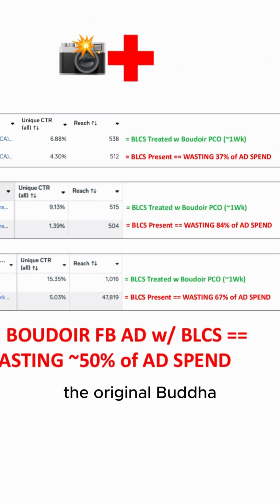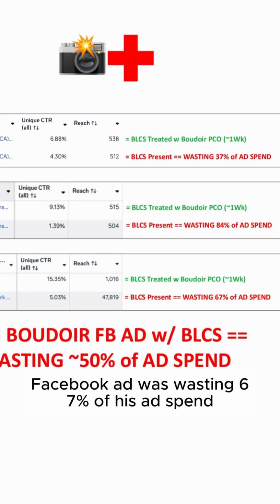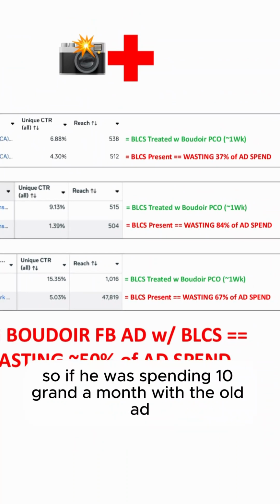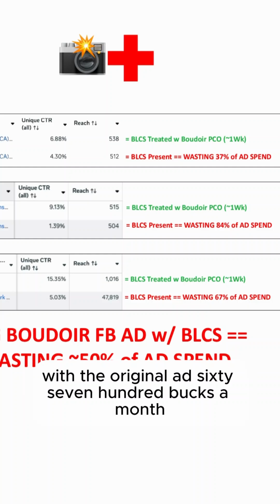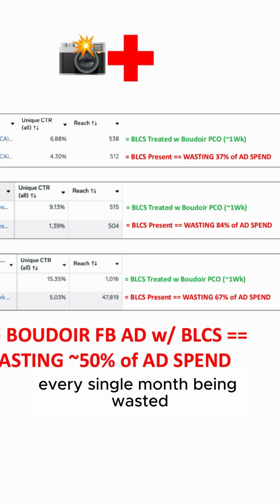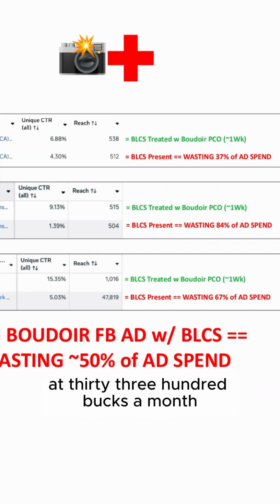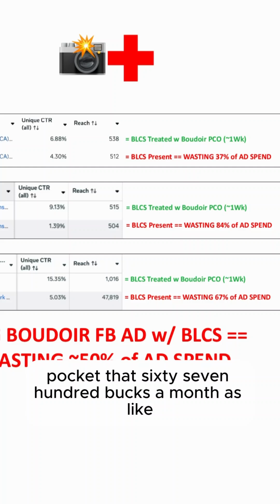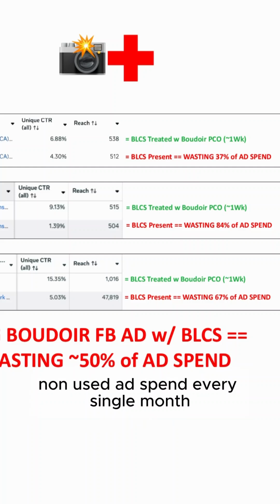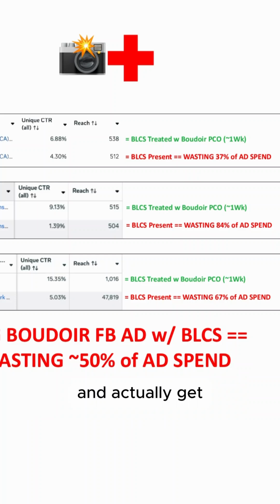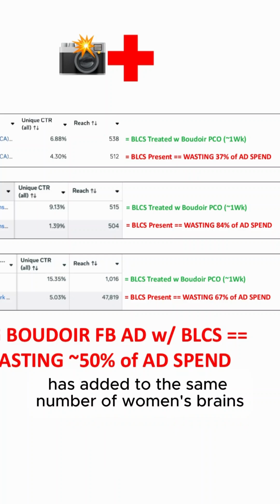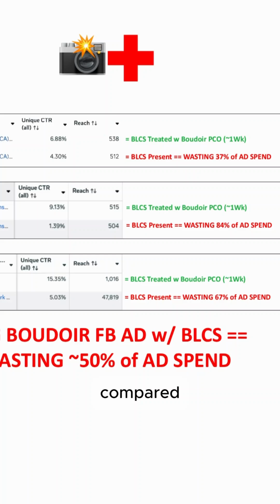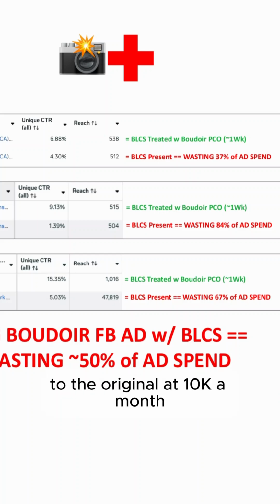And so we found out the original Boudoir Facebook ad was wasting 67% of his ad spend. So if he was spending 10 grand a month with the old ad, with the original ad, 6,700 bucks a month, every single month being wasted. So now he can run the new one at 3,300 bucks a month, pocket that 6,700 bucks a month as like non-used ad spend every single month, and actually get, what's that, like 80K kind of phantom bonus in the next year, and still get his ad into the same number of women's brains at 3,300 bucks a month compared to the original at 10K a month.